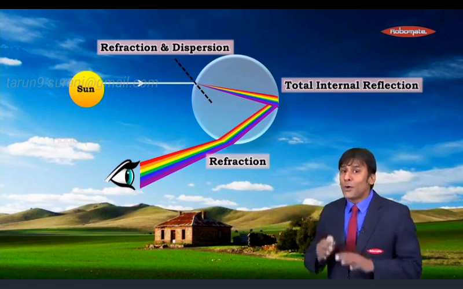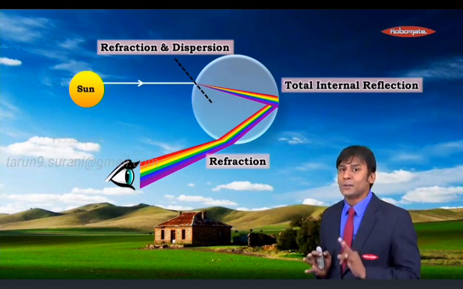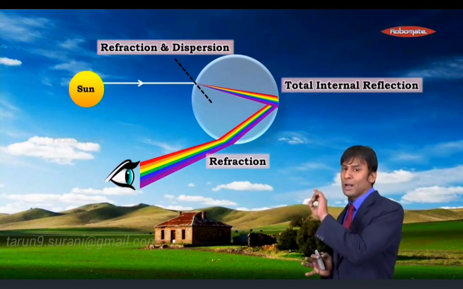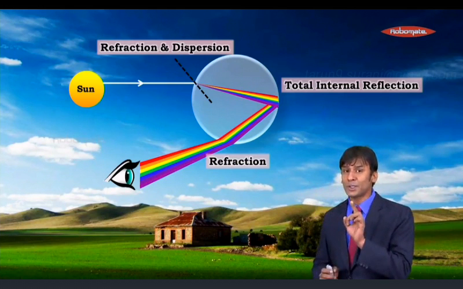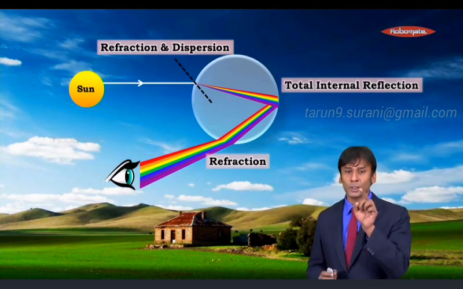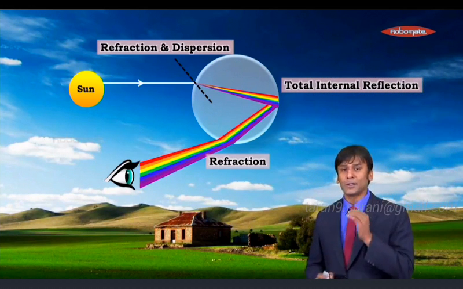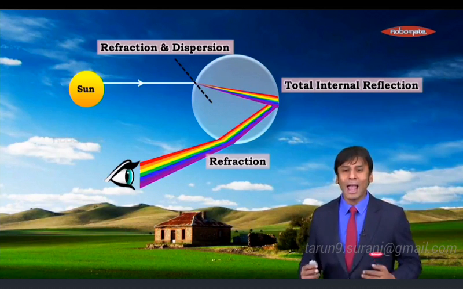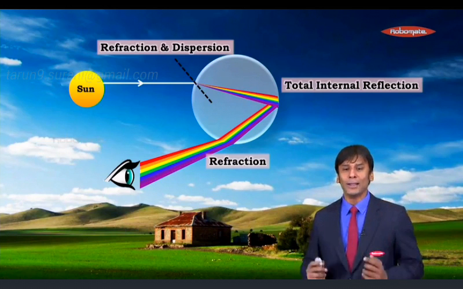Now students, for a rainbow to occur, I'll summarize the 3 phenomena that happen. The first, when light enters, there is refraction and dispersion. Inside the water droplet, there is total internal reflection, and while coming out, once again there is refraction, and because of this, we have this beautiful rainbow in the sky.